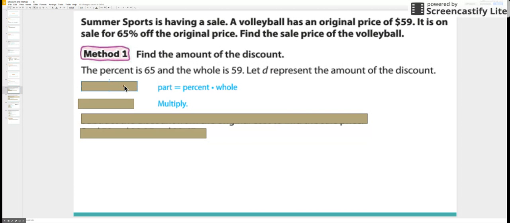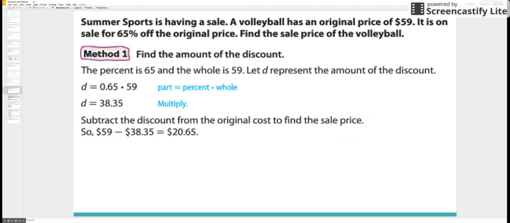Okay, so let's figure out our part. So what is 65%, right, of $59? 0.65 times $59. So just multiply those two. You would get 38.35. Okay, so this represents your discount. $38.35 is your discount. So if that's what 65% represents, you would subtract $59 minus $38.35, okay, to get your selling price of $20.65. Okay, so after it's discounted, the selling price would be $20.65.